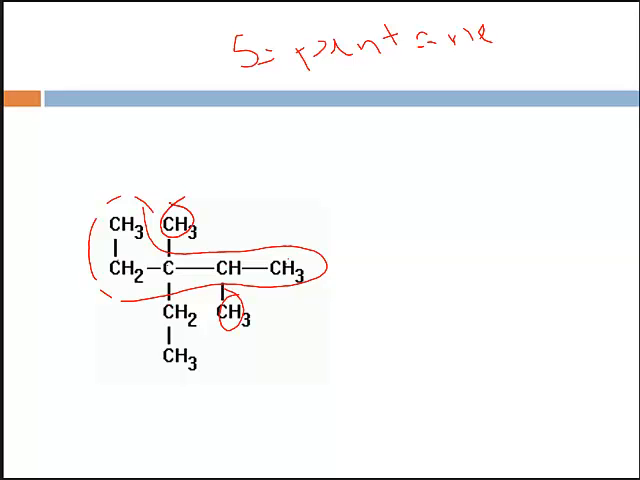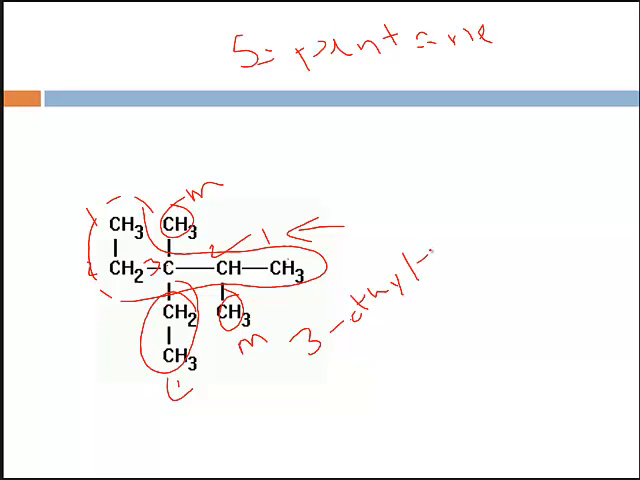You have a methyl group here, a methyl group here, and an ethyl group. So from there, we have 1, 2, 1, 2, 3. So I'm going to be counting from the right. Alphabetically, this is an ethyl group, this is a methyl group, this is a methyl group. So I'm going to do ethyl first. So 3 ethyl, then 2, 3 dimethyl, pentane.